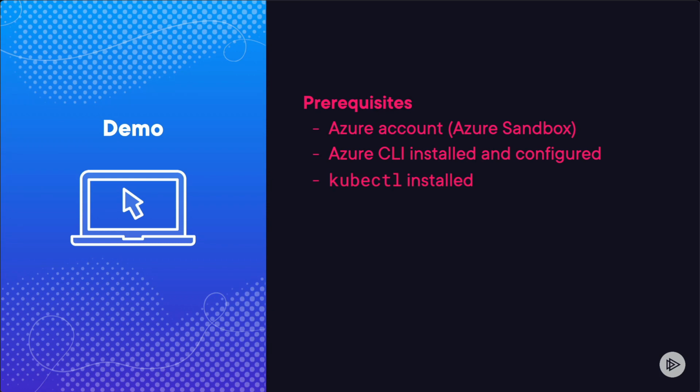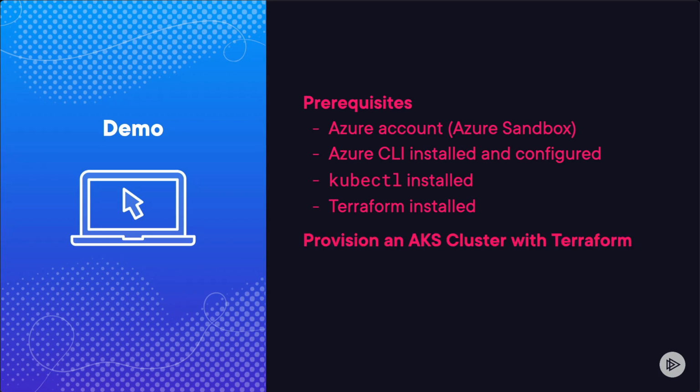You'll need kubectl installed because we will be using it to interact with our cluster. And then you'll also need to have Terraform installed. Now, if you are doing this in the Cloud Shell within Azure, Terraform is already installed and you won't have anything to worry about there. But if you're doing this on your machine or created a VM or whatnot, you'll need to have Terraform installed as well. So basically in this demo, we're going to provision an AKS cluster with Terraform.